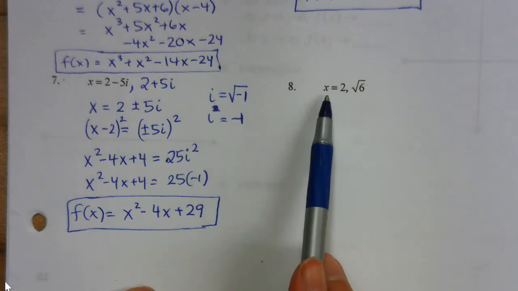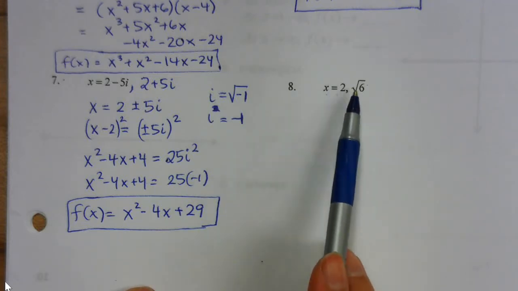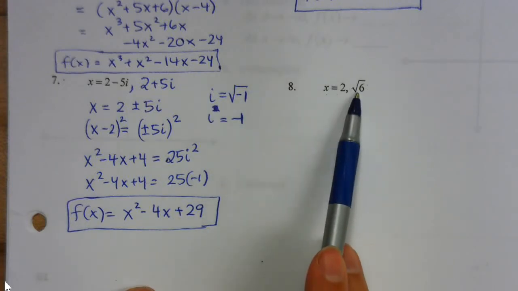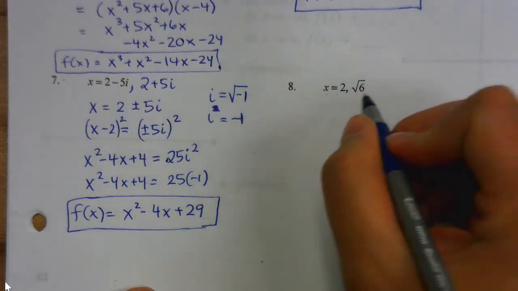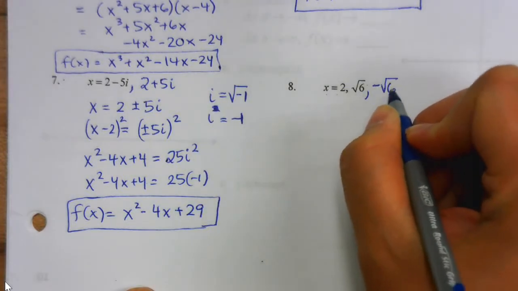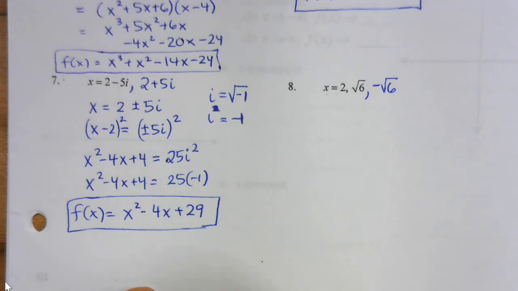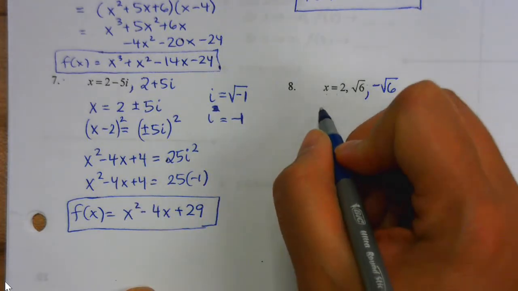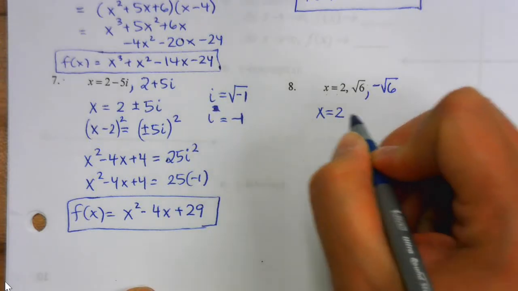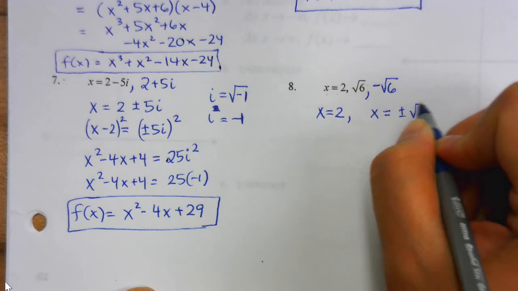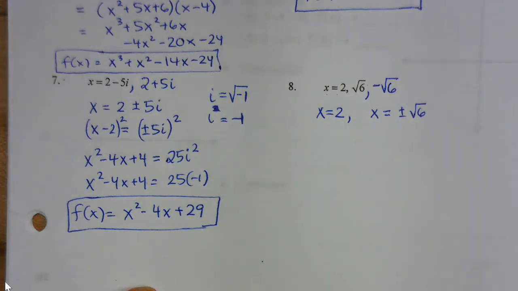On number 8, we have that x is equal to 2 and the square root of 6. Again, with the square roots, they come in pairs, and so I have the positive one already. I need to write in my other one of negative square root of 6. And I'm going to rewrite it like I did on those other ones. The difference here is that we have x equals 2, that's 1 zero. And then we have x equals plus or minus the square root of 6. So those ones are separate.